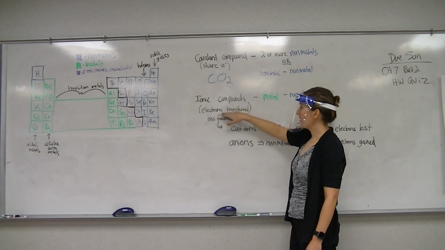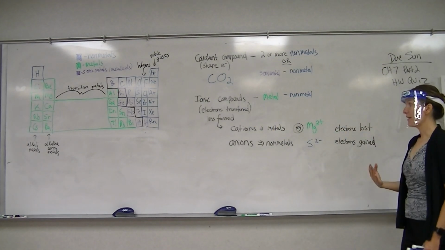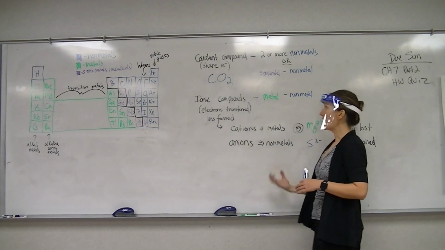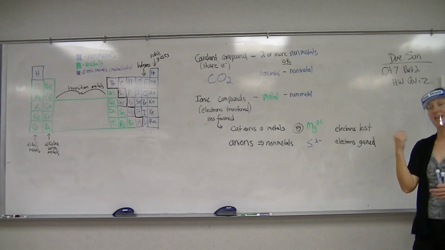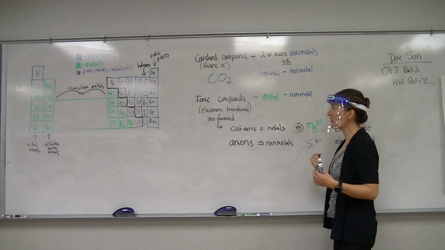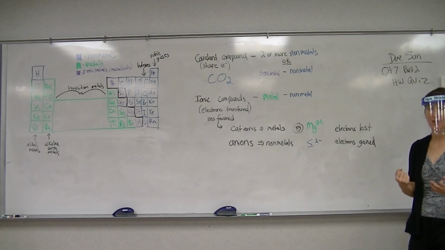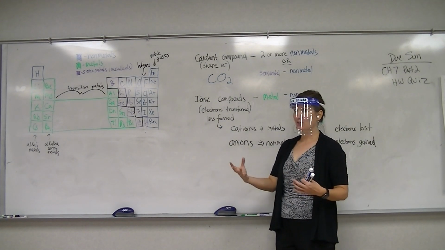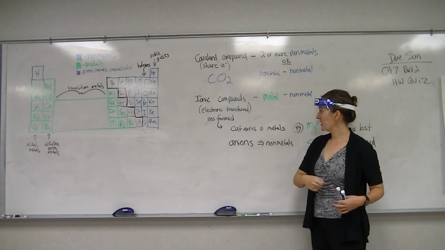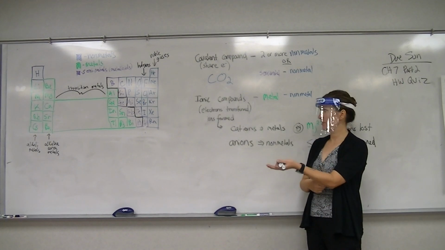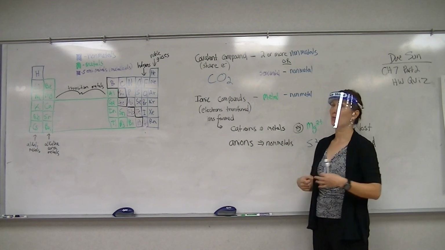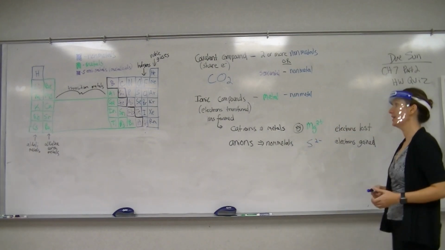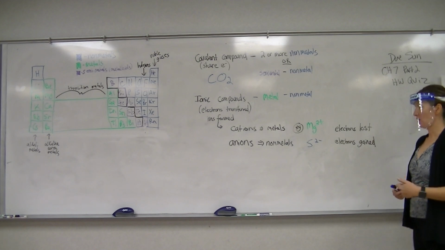For ionic compounds, this is where metals are involved. For ionic compounds, we're transferring electrons. What that means is one of the elements in the compound is giving away electrons, the other element is accepting or taking those electrons. Remember, electrons are negatively charged, so we're playing with the charges. When we take away electrons, we're taking away a negative charge and we form a positively charged ion. If one of the elements accepts an extra electron, it's going to have an extra negative charge.